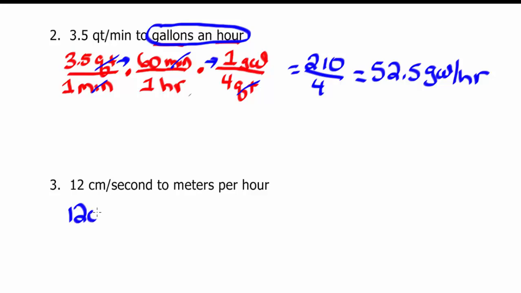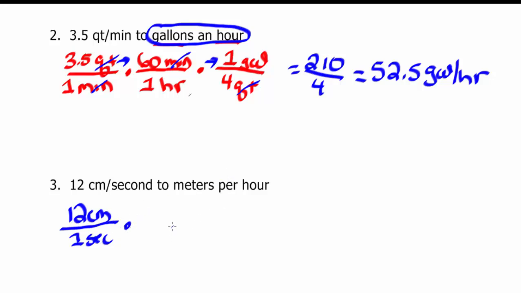So 12 centimeters a second, and we're converting it to meters per hour. Okay, so this one's going to have a few more steps. Let's start with the seconds. We have to get from seconds to hours.